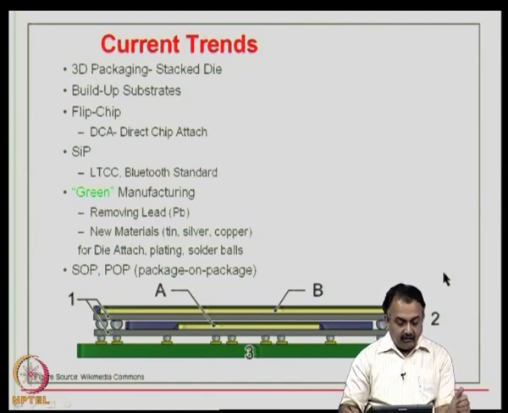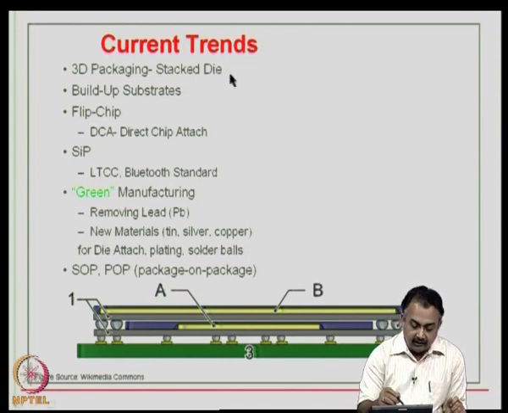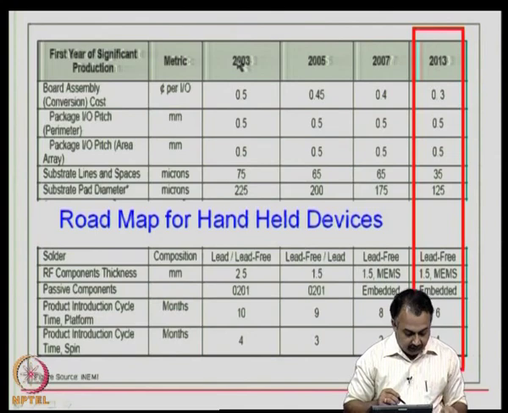Now, as a summary, what are the current trends in packages? People are going in for 3D packaging or stacked die that we have seen.